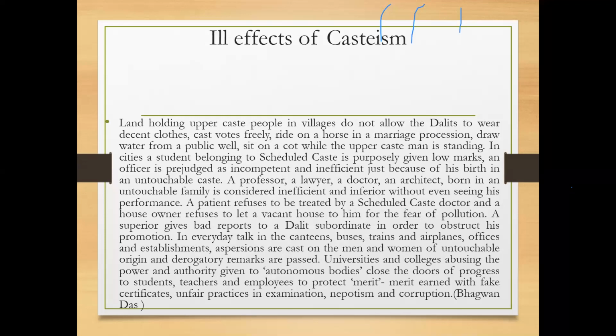In everyday talk, in the canteens, buses, trains, and airplanes, offices and establishments, aspersions are cast on the men and women of untouchable origin, and derogatory remarks are passed. Universities and colleges, abusing the power and authority given to autonomous bodies, close the doors of progress to students. Teachers and employees, to protect merit, may turn in fake certificates. Unfair practices in examination, nepotism, and corruption.